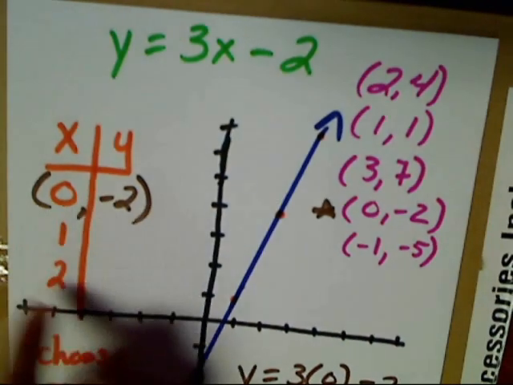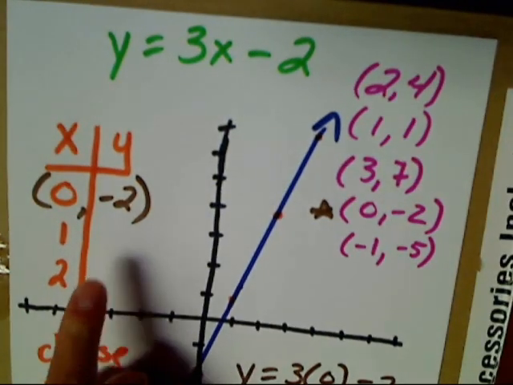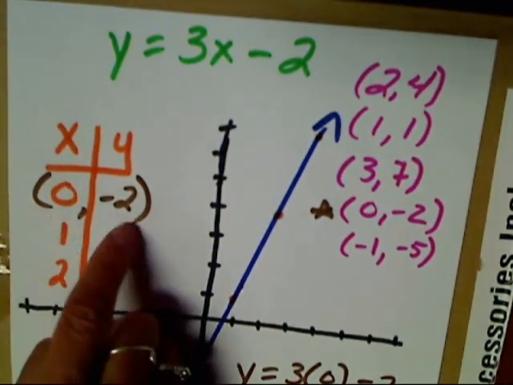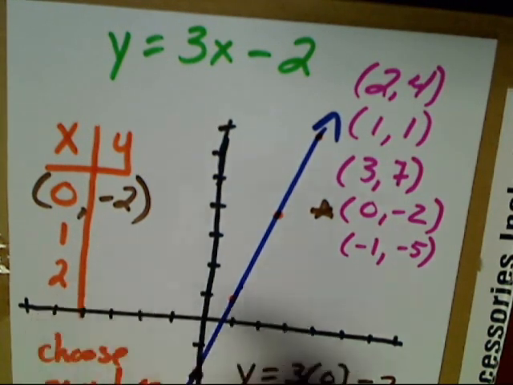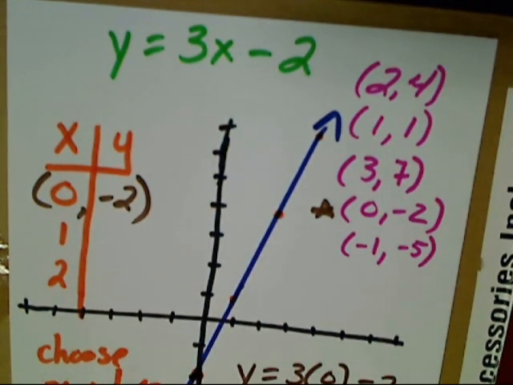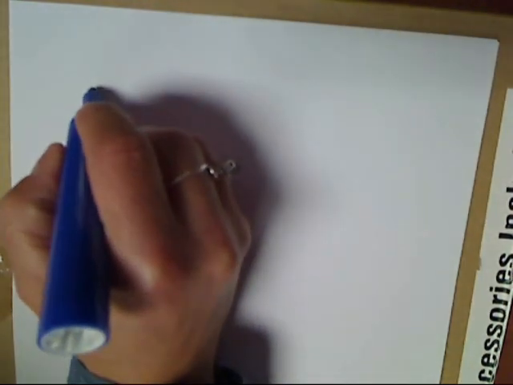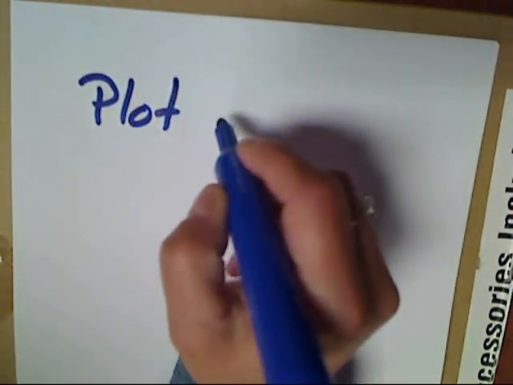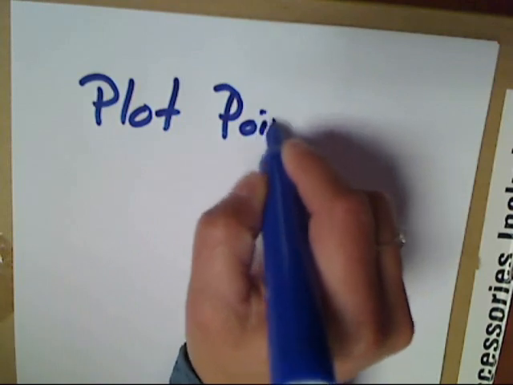So that's one technique for graphing linear equations. Make a table of values, come up with 3 points, plot the 3 points, and connect the dots. Ooh, what were those steps again? Let's do that one more time. Graphing by plotting points.